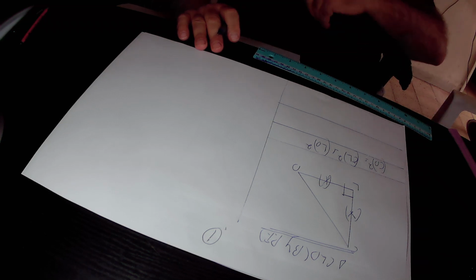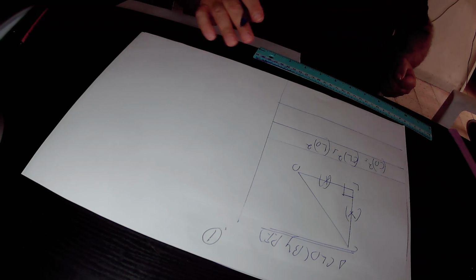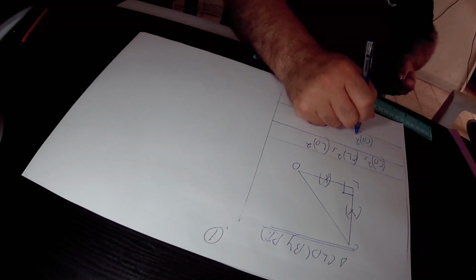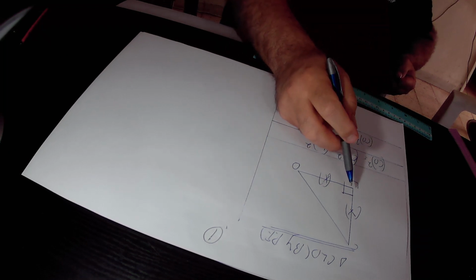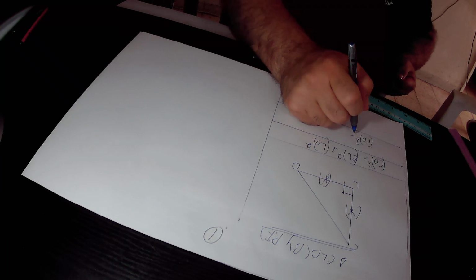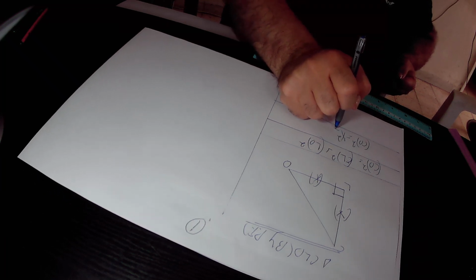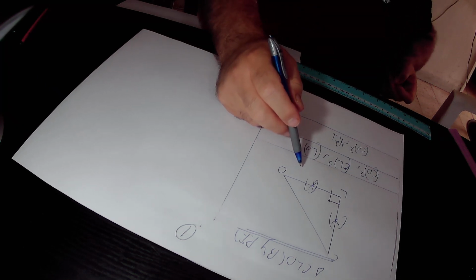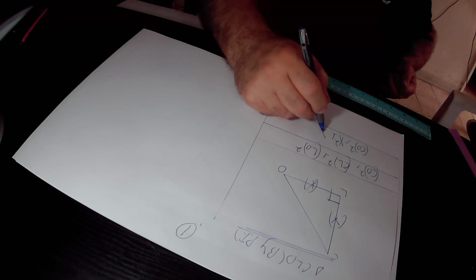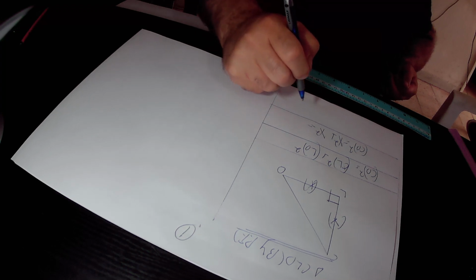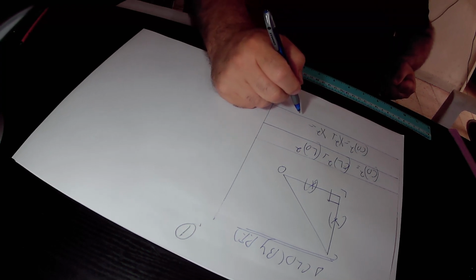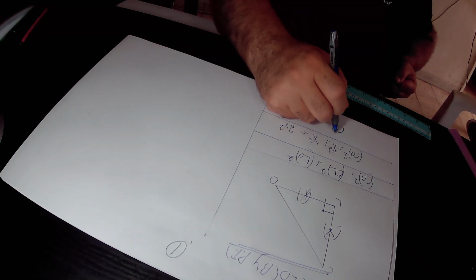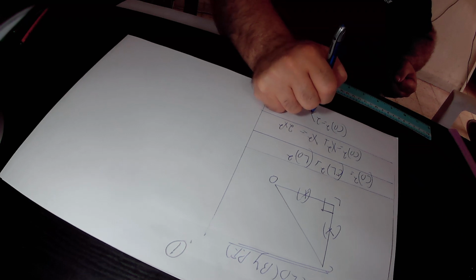CO is the missing side, so leave it as it is. So it is CO squared equals CL squared. CL is x, therefore CL squared is x squared, plus LO squared. LO is also x, therefore LO squared is x squared. So in total, CO squared equals x squared plus x squared. x squared plus x squared is 2x squared. So we found that CO squared equals 2x squared.